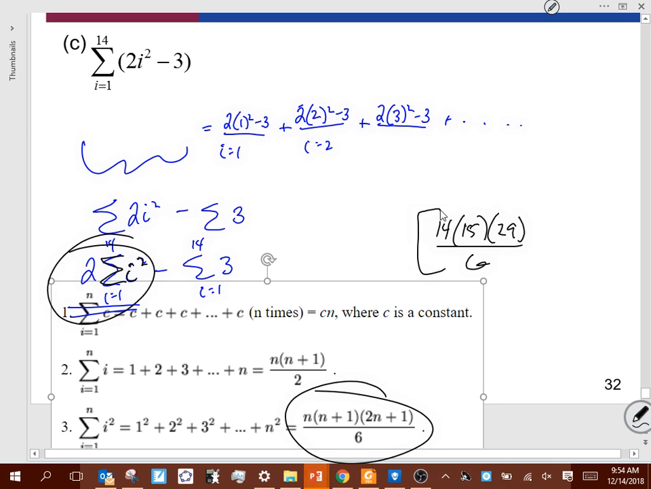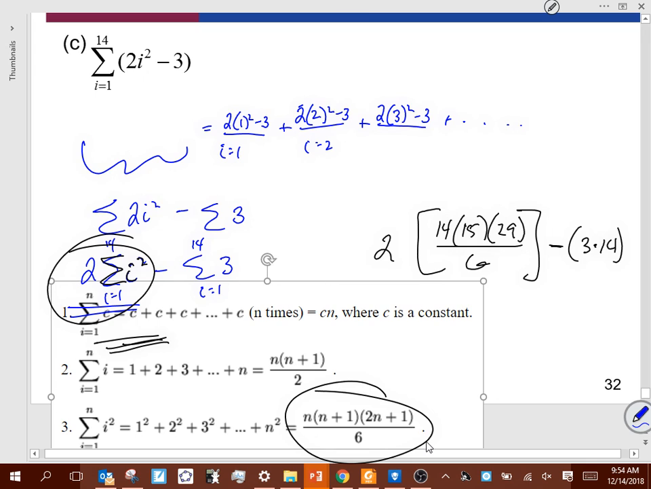Isn't there a 2 out in front of that? The 2 out in front would be this 2 here, correct? And then we'll subtract from it. This rule here is the first rule where I've got a constant, right? So isn't it just 3 times 14? Okay. So we can evaluate that. You could grab your calculator, or maybe you don't need your calculator. You can do 14 times 15 times 29 divided by 3. The 2 and the 6 we could cancel, right? And subtract from that, what, 42? And you should be able to find that sum.